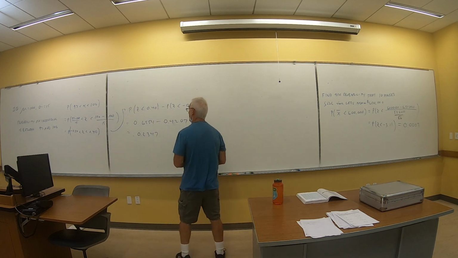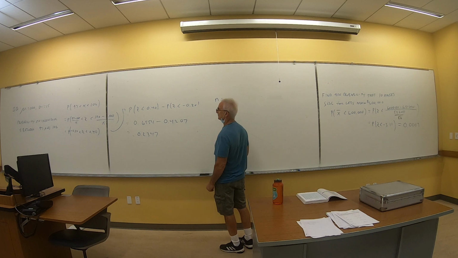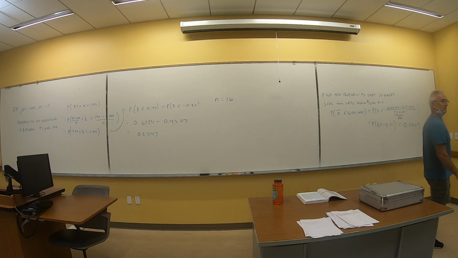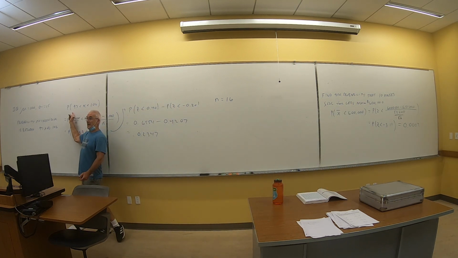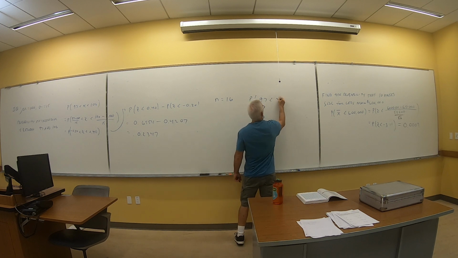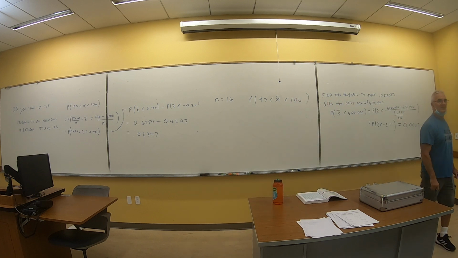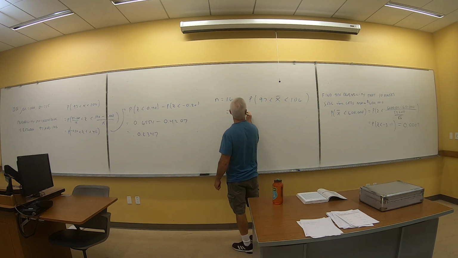So now I want to do the same question, but n is going to be, let's make it simple, n is now 16. I've randomly selected 16 people from anywhere. What is the probability that the group of 16 people has an average IQ between 97 and 106? So now the question is, what is the probability that an entire group of 16 is in this range? Well, everything I just did looked almost the same.